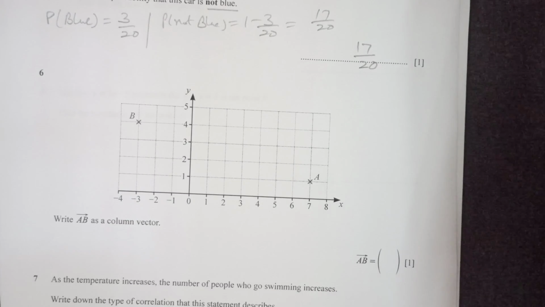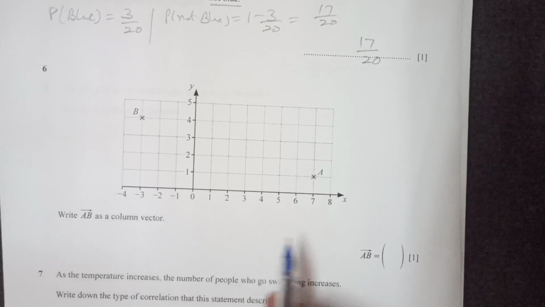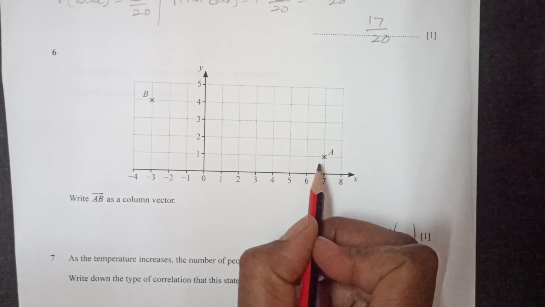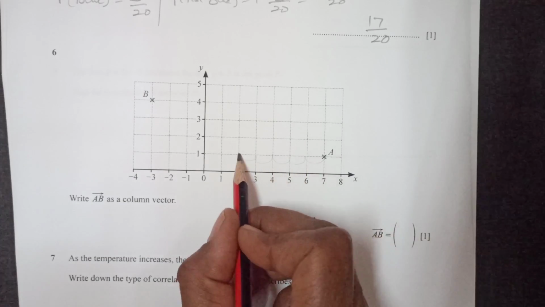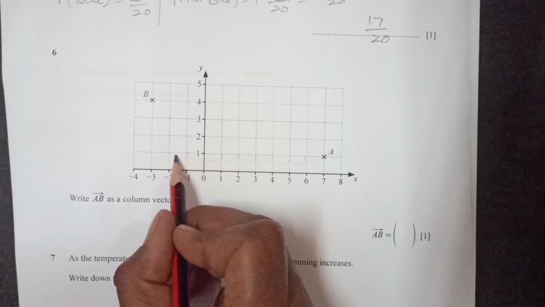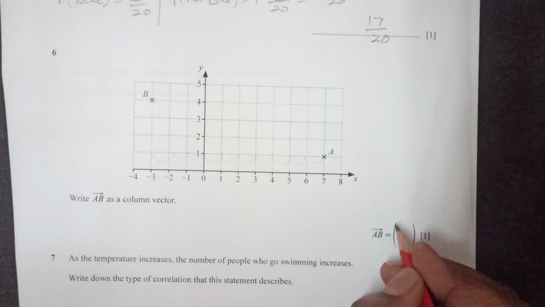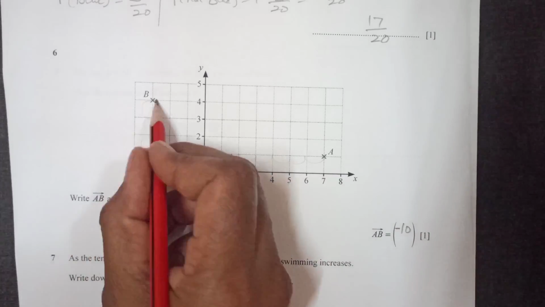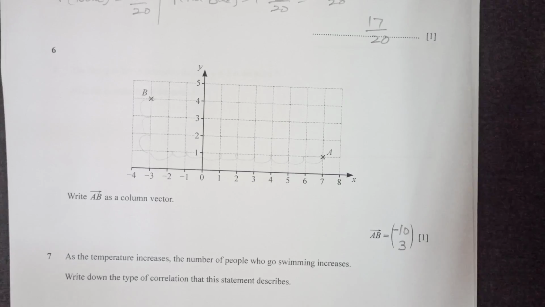Now number 6, we have here the column vector AB. So A is here, B is here. Let's see how we are moving from A to B. 1, 2, 3, 4, 5, 6, 7, 8, 9, 10 units left, that means minus 10. So we are going to write down minus 10 over here, and 1, 2, 3 units up. So minus 10 and 3 is going to be the column vector.